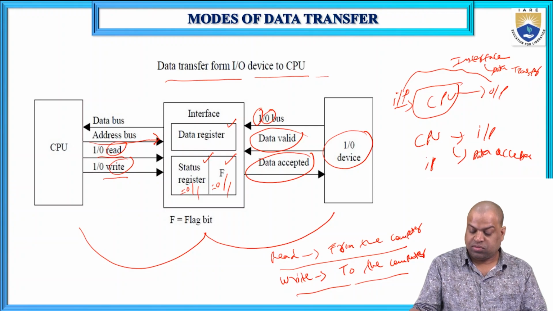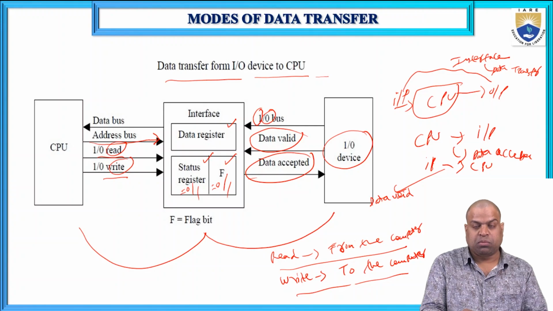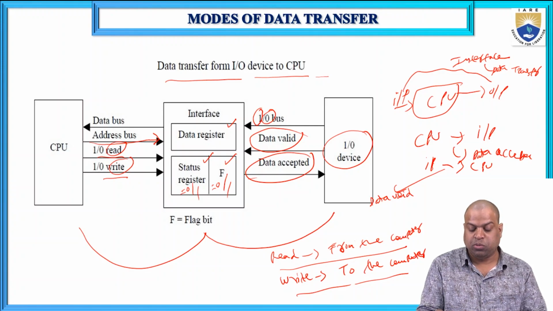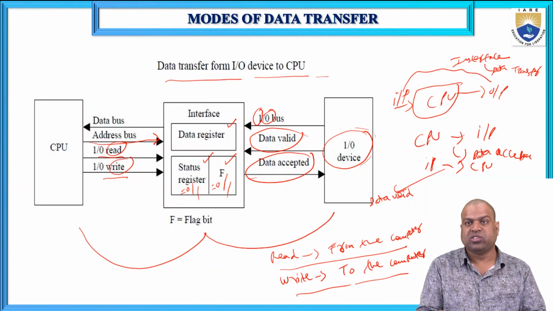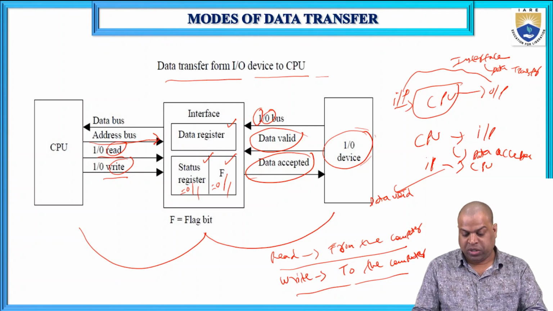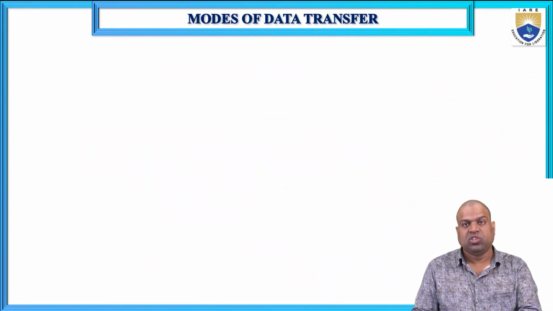What we are calling input output to CPU is a data valid. So data bus, address bus, input output read, input output write. These are the interconnection of interfacing through the CPU to input output. So these input output devices are interconnected to the interfacing: input output bus, data valid and data accepted. So it is a data transfer between the input output device and the CPU.